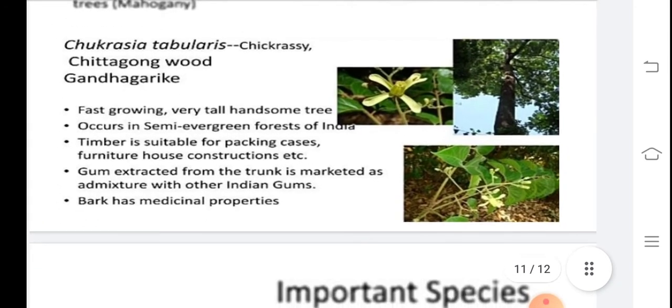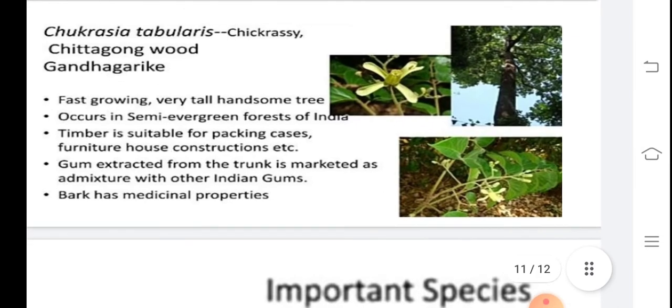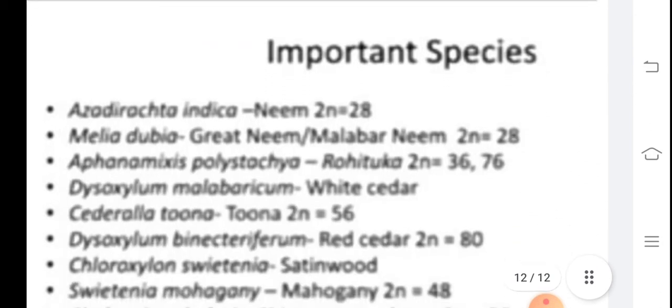Chukrasia tabularis, it is one good species. You see how is the tree, and generally its parts. It is a fast growing handsome tree, semi-evergreen in the forests of India. The gum is generally used in Indian gums because it also has medicinal properties.